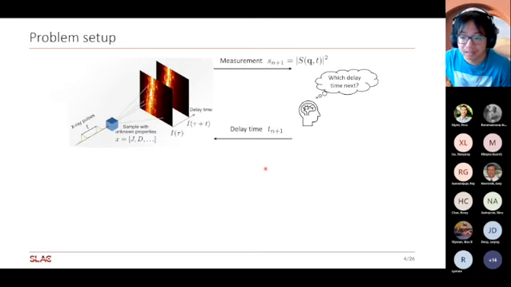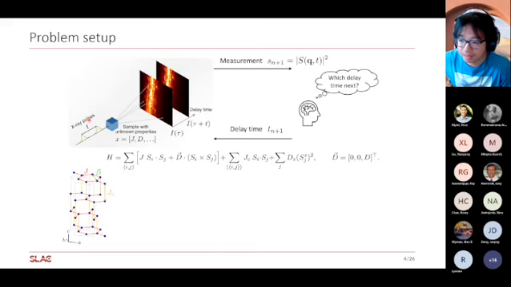So here we consider an XPFS measurement, where you have some interesting magnetic material, and you want to map out the intermediate scattering function by tuning the delay time t between two X-ray pulses. Let's say the magnetic structure can be described by some Hamiltonian with some parameters of interest, for example, the symmetric exchange J and the anti-symmetric exchange D.